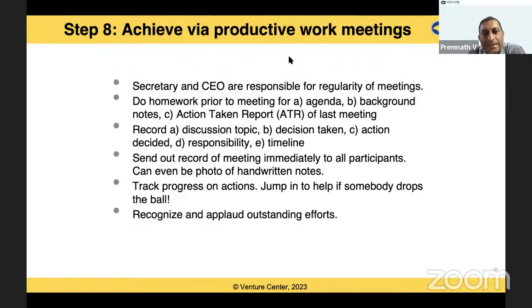And it's the secretary's job to record all of those things, right, in terms of keeping track of it and making sure things happen. If somebody takes on a responsibility and action is decided, it should get executed. And that is something which will only happen if you regularly track it and follow it up in every meeting. So send out the records regularly and track the progress.